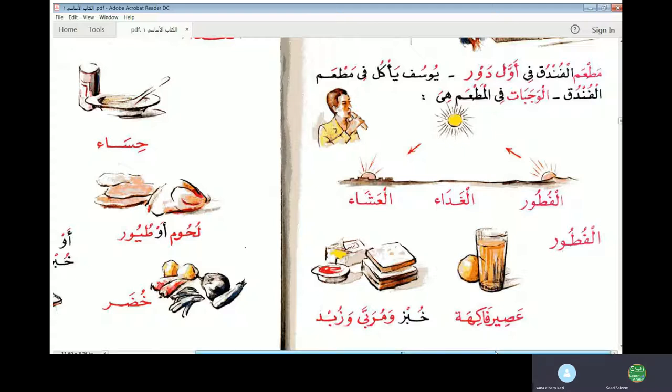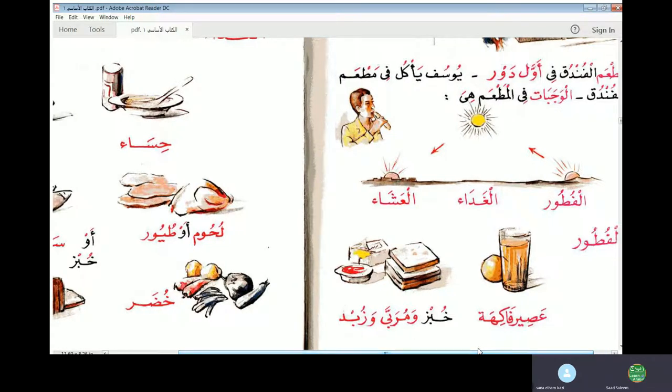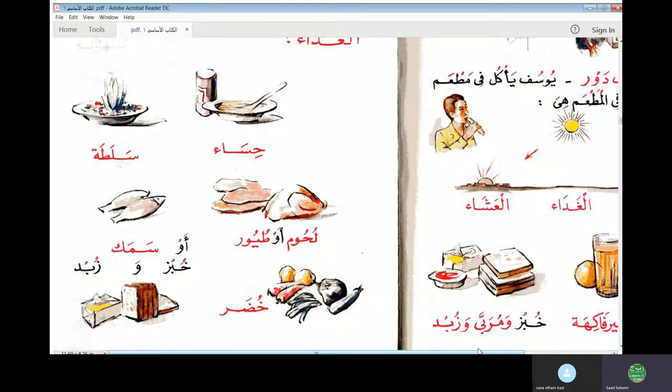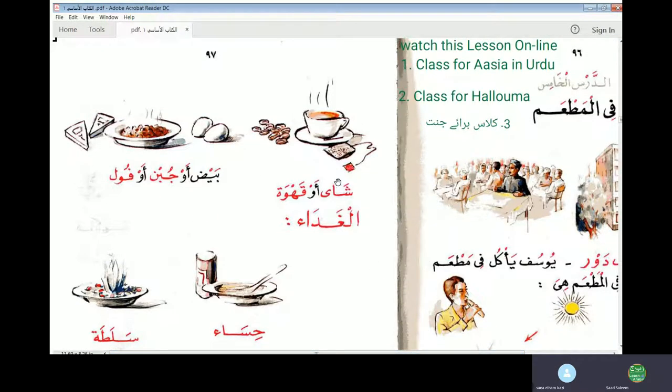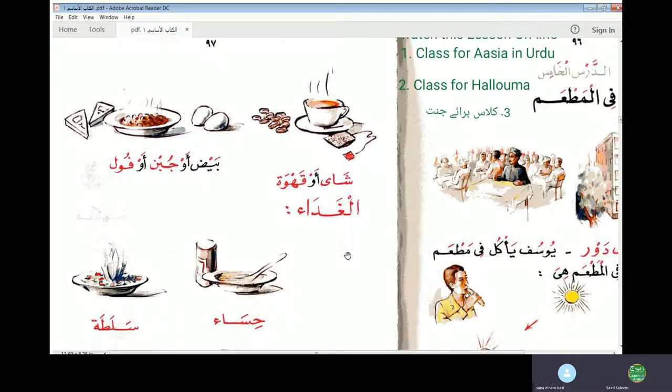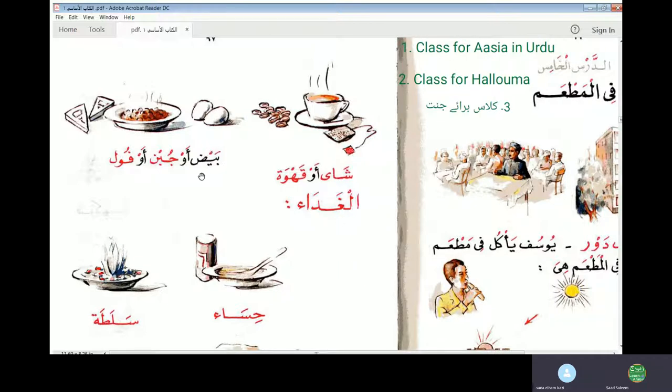Asirun, pakihatun, fruit juice. Next, khubzun, bread, wa murabba, jam, wa zubdun, and cheese, or butter. Complete this breakfast. Shaya or kahwa, tea or coffee, bayzun, aw jubnun, aw fulun: eggs, or cheese, or beans.